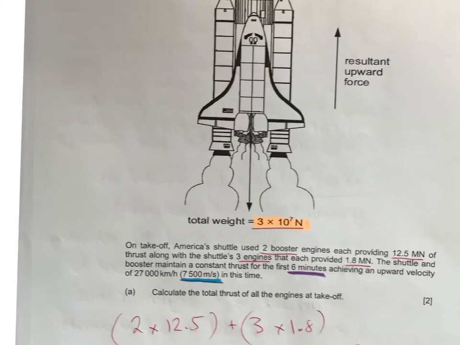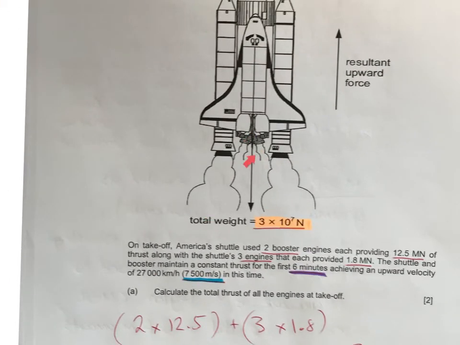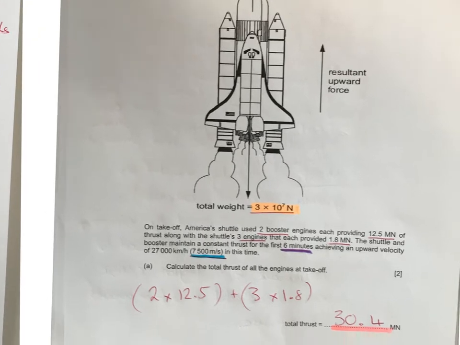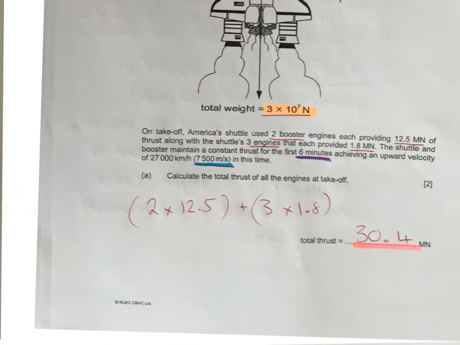Okay, we've got a rocket and we've got a weight. So the rocket weighs this. The resultant upward force has got to be bigger than the weight, because it's moving up. Let's have a look at what it's saying. It's got 2 boosters at 12.5 meganewtons, and 3 engines of 1.8 meganewtons. I know there's a couple more bits in here, but really it's asking for the total thrust. The total thrust is different from a resultant force because it's just the force taking it up, without taking weight into account.